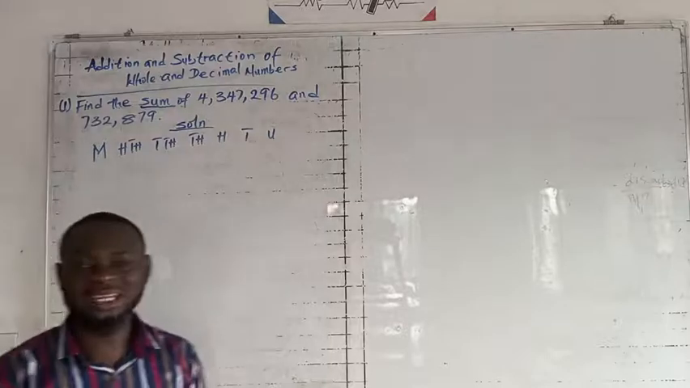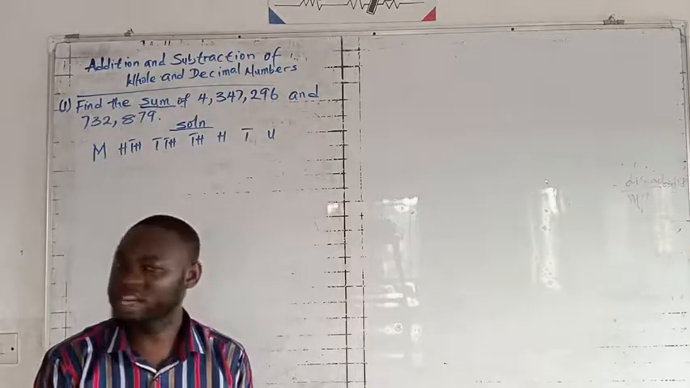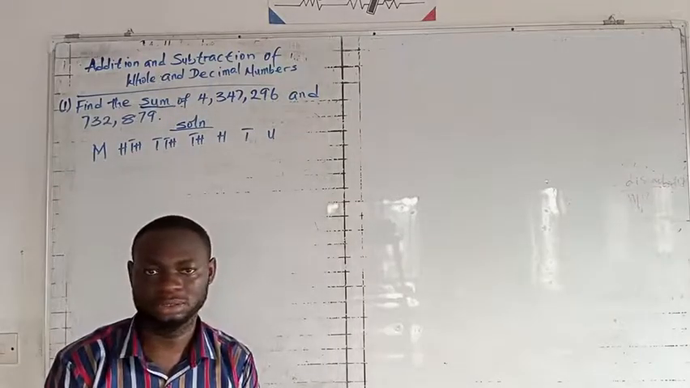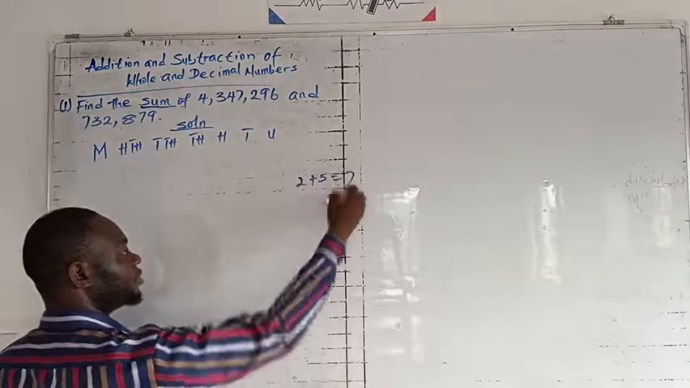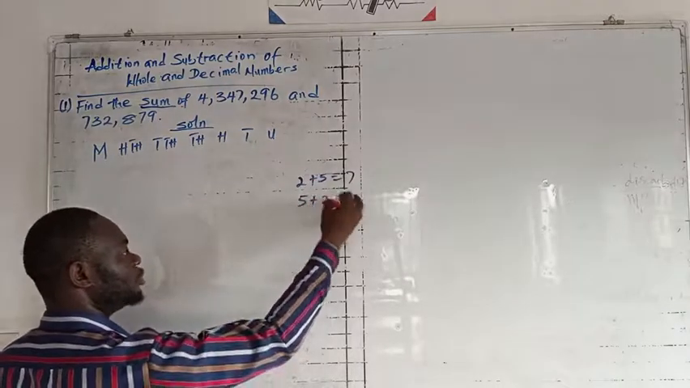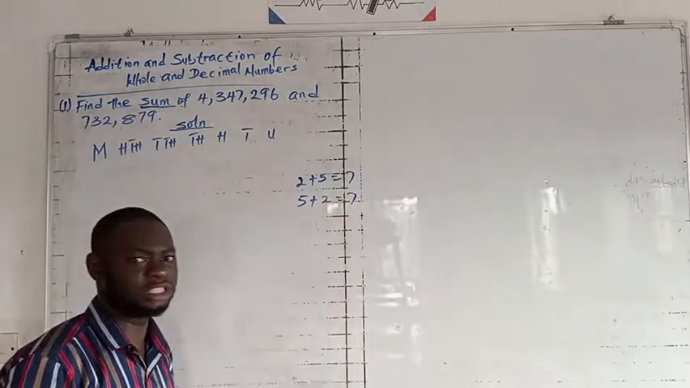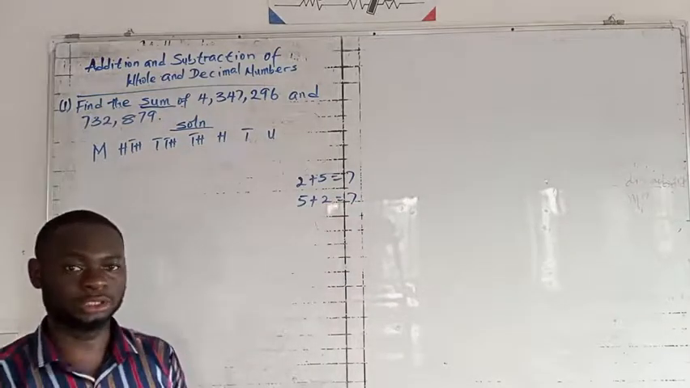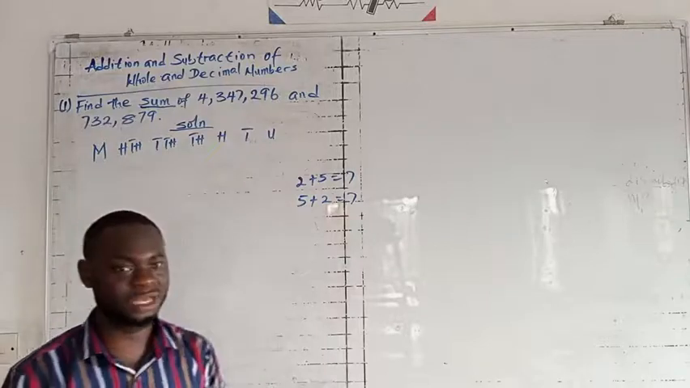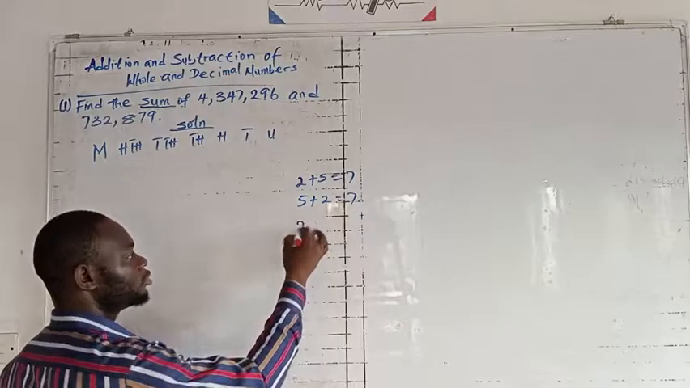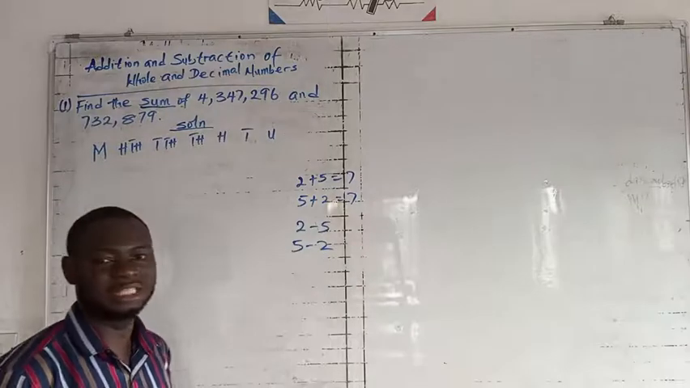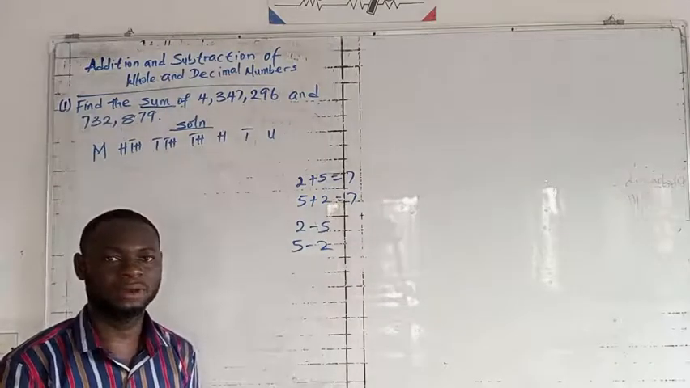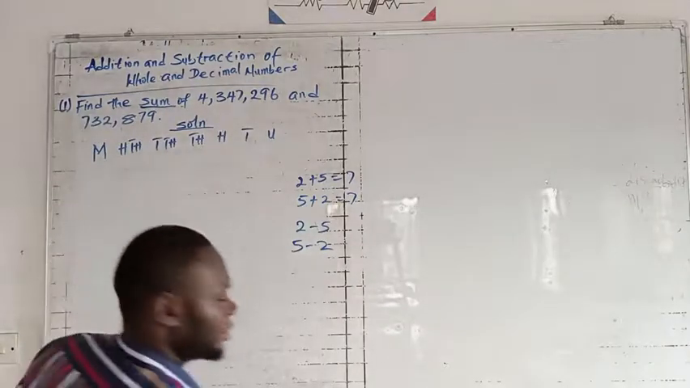Remember, in addition, arrangement is not important because 2 plus 5 is 7, and 5 plus 2 is also 7. So arrangement is not important. But in subtraction, arrangement is very, very important because 2 minus 5 and 5 minus 2 are not the same thing. Okay? So bear that in mind.